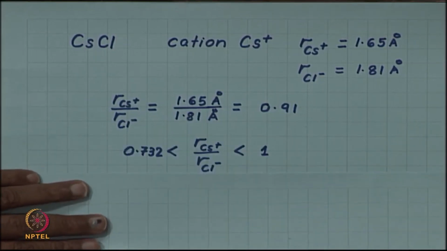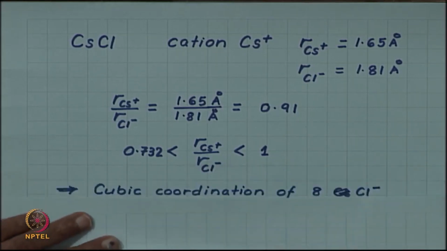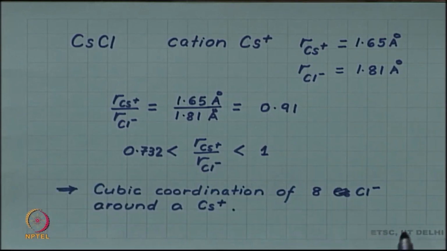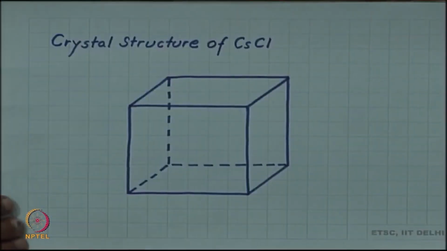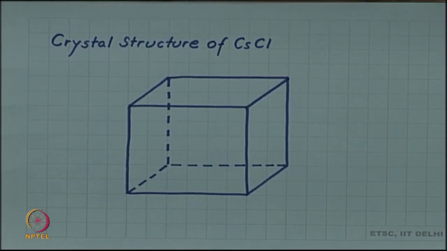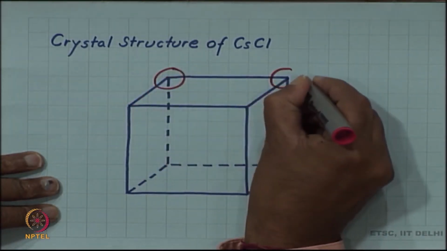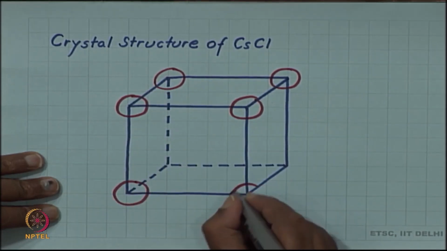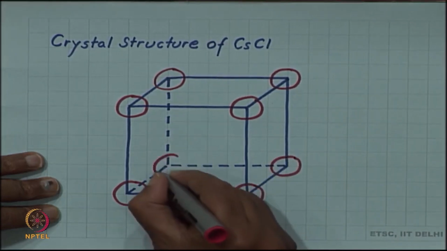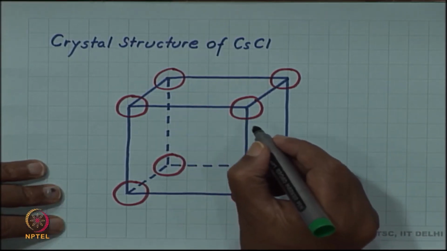This radius ratio, if you look at your radius ratio table, fits in between 0.732 and 1, and this ratio predicts a cubic coordination of 8 chloride ions around a cesium ion. Now, it is possible to have 8 chloride ions around a cesium ion if we have a cubic unit cell with chlorides sitting at the corners of the cube. So, at each of the 8 corners of the cube, place a chloride, but in the cube center place a cesium ion.